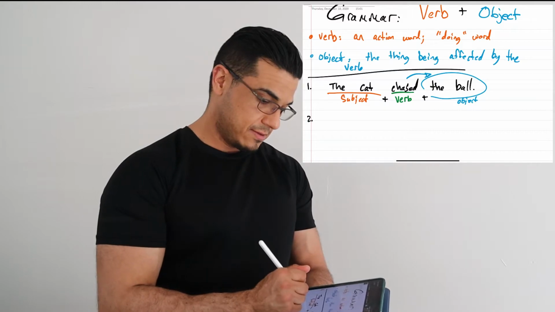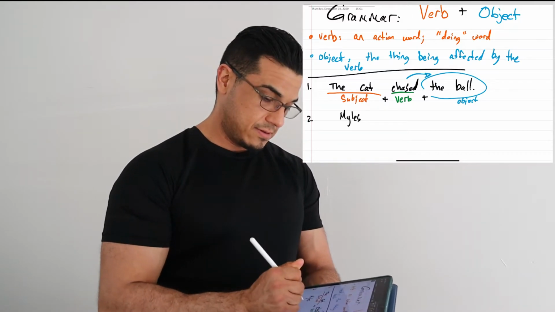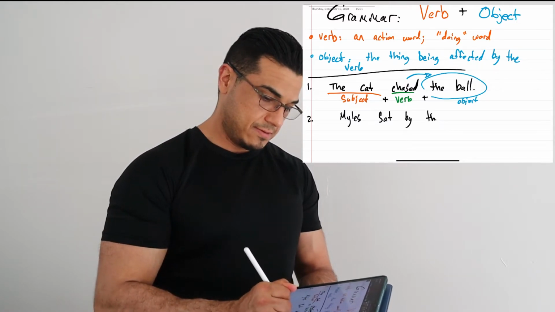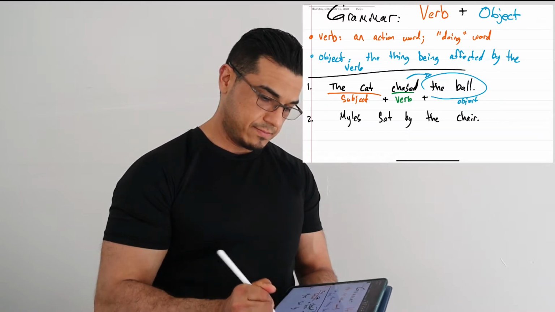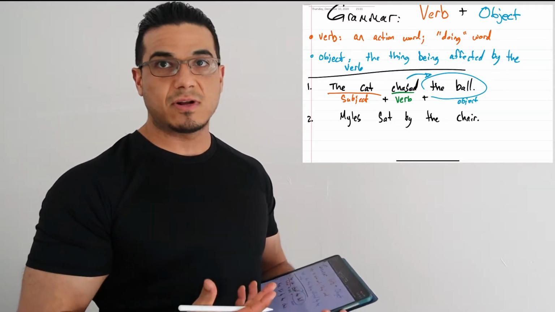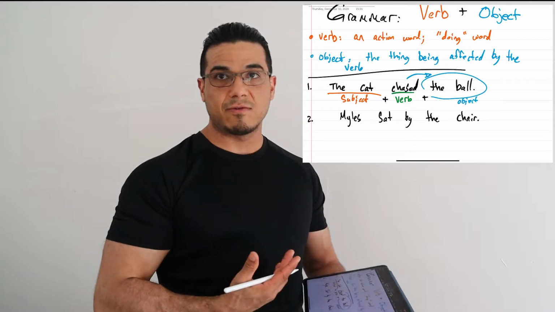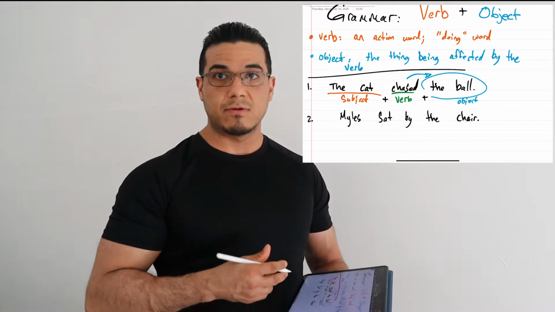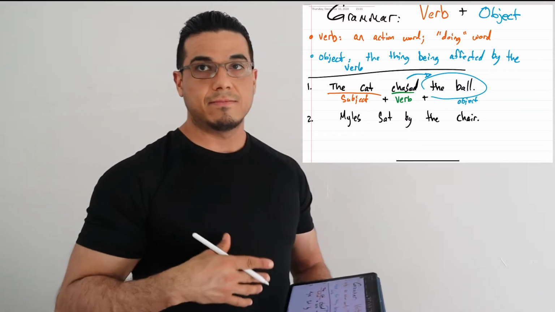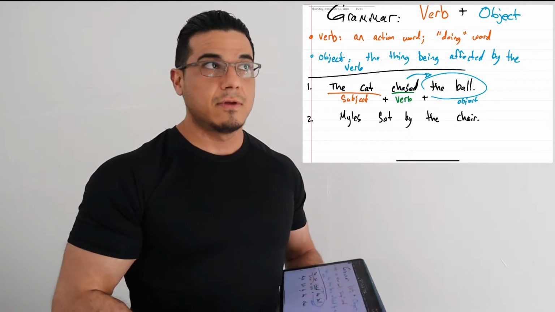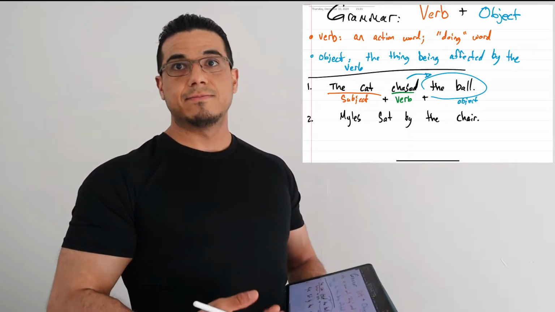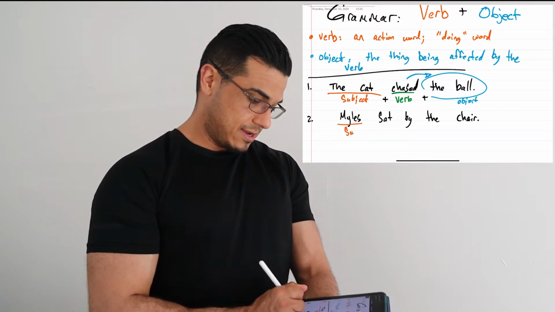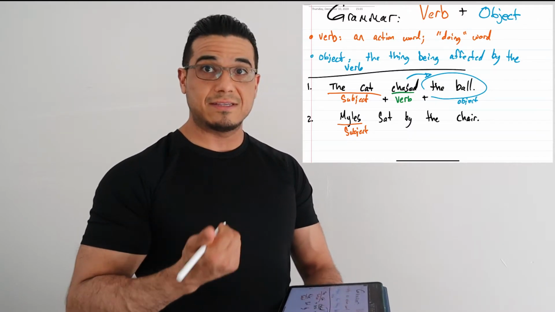We can say Miles sat by the chair. Period. Okay, so it's a little more complex, right? We have our subject, we do have a verb, we also have some prepositions, but we also have a very basic noun or a simple object in this case. All right. Again, you just need to ask yourself, who or what are we talking about in the sentence? Miles. Miles is who we're talking about. We're going to go ahead and underline him and label as well as the subject.